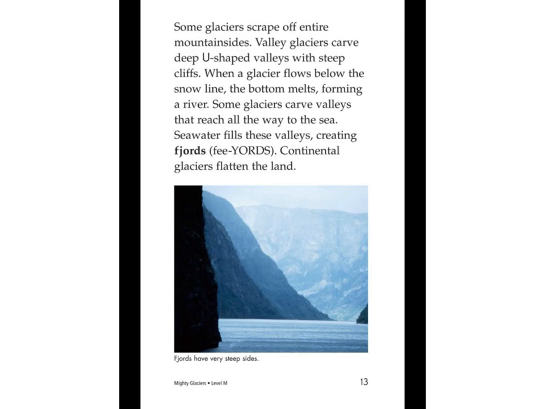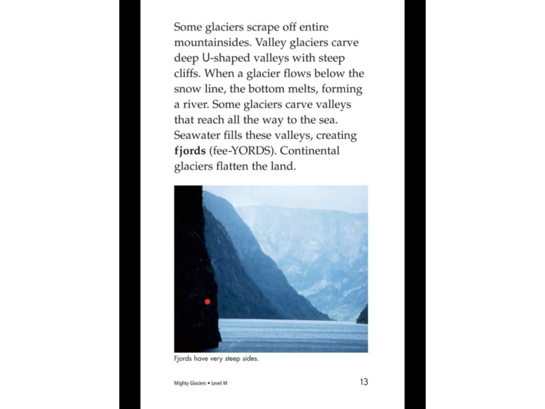When a glacier flows below the snowline, the bottom melts, forming a river. Some glaciers carve valleys that reach all the way to the sea. Seawater fills these valleys, creating fjords. Continental glaciers flatten the land. Look at that. This is what they call fjords.